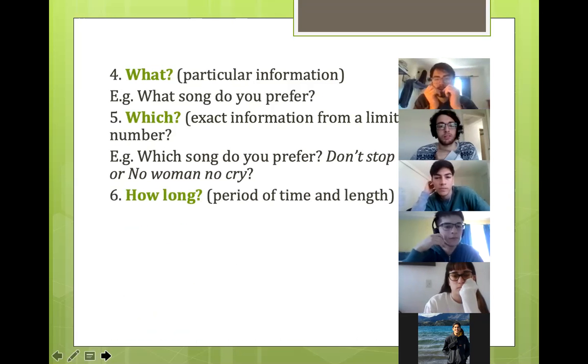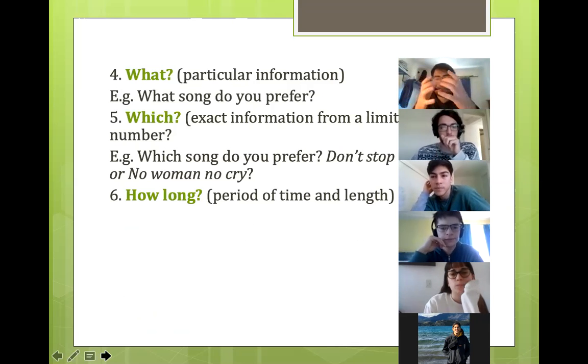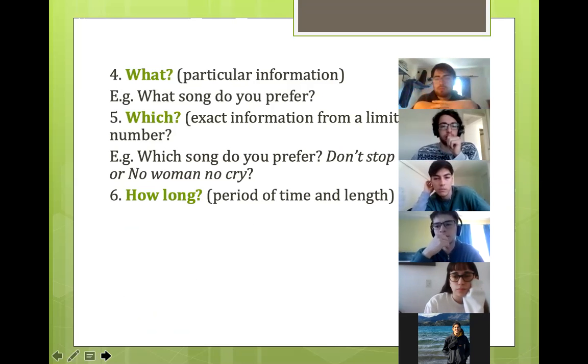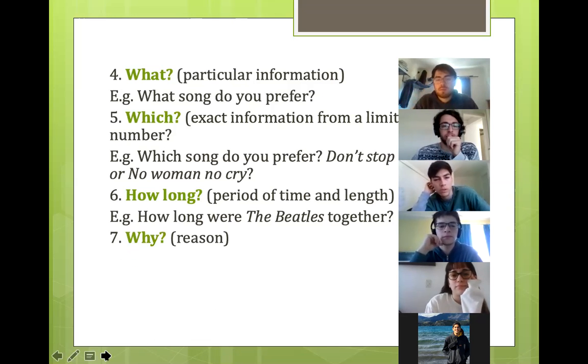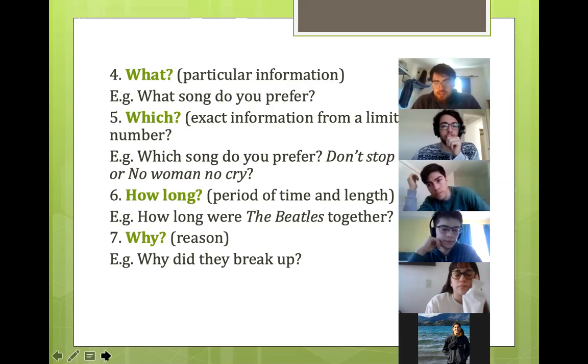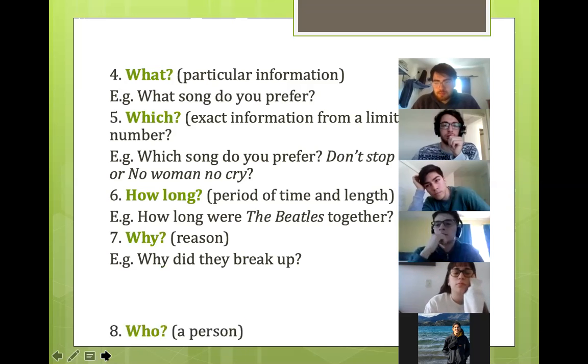How long? Remember that how long talks about periods of time. How long were you in that school? How long does it take you to study calculus? How long are you going on holiday? How long were the Beatles together? You see, period of time. Why? Why asks about a reason. Why did they break up? Why did you go to that concert and not the other? Why do you like Freddie Mercury, Matthias?